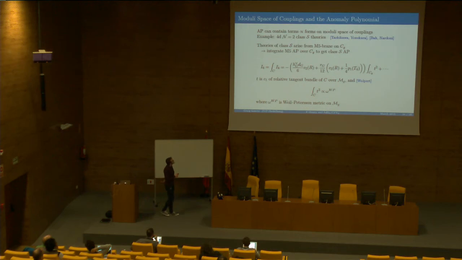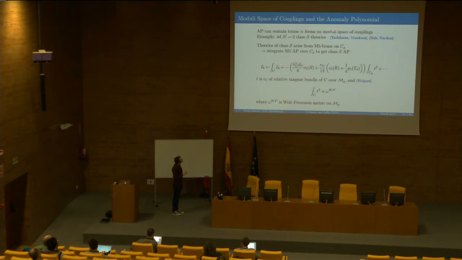So let me take you through the example that these guys did, which is theories of class S. Theories of class S are kind of easy to discuss the anomaly polynomial because they come from an M5 brane wrapping some Riemann surface. In this case, I'll ignore the punctures. And so one can just integrate the M5 brane anomaly polynomial, which works very well, over that Riemann surface, to get the anomaly polynomial for the class S theory.